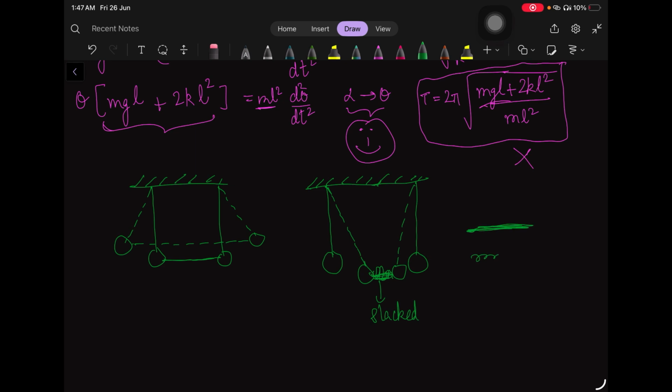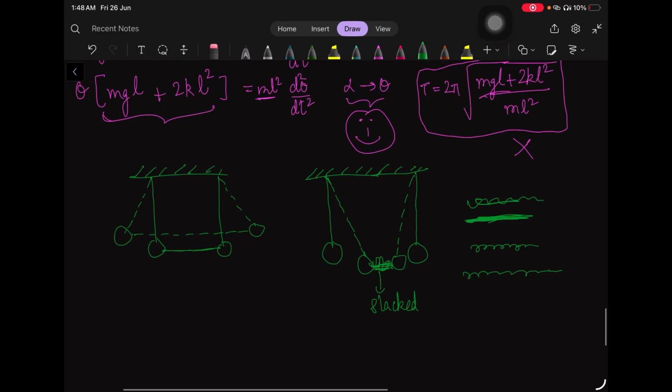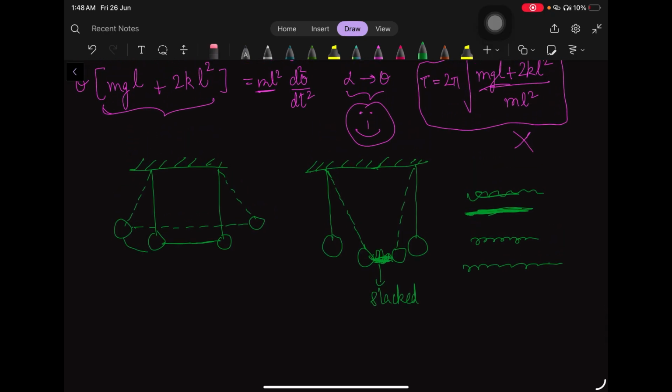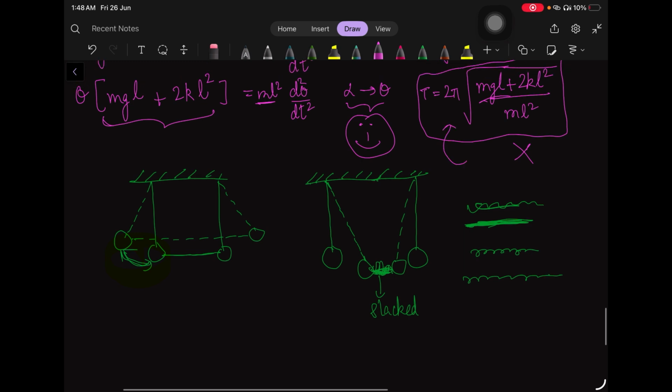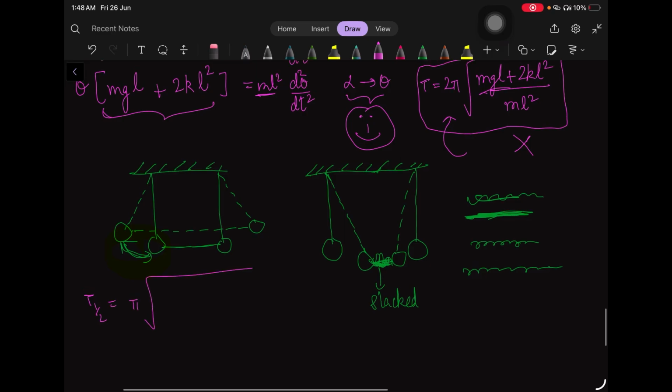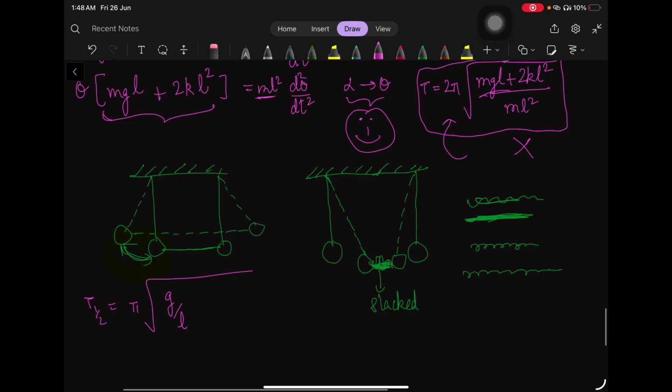Unlike a spring, which applies a force when it's in compression and also when it's stretched. In both cases, the spring applies the force. But this elastic cord will get slack in the second half of the cycle, so it won't be applying any force. So for this half of the cycle, the time period will be half of the time period we found. So T half equal to pi root of g by l plus 2k by m.